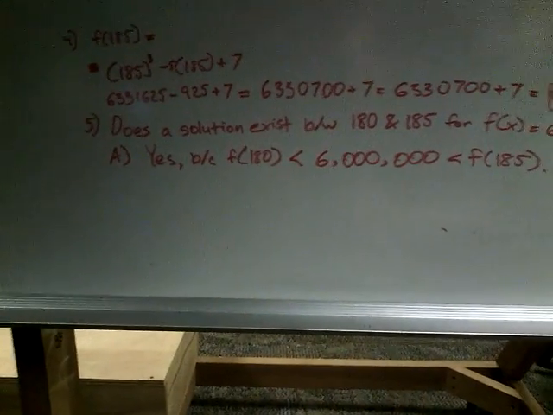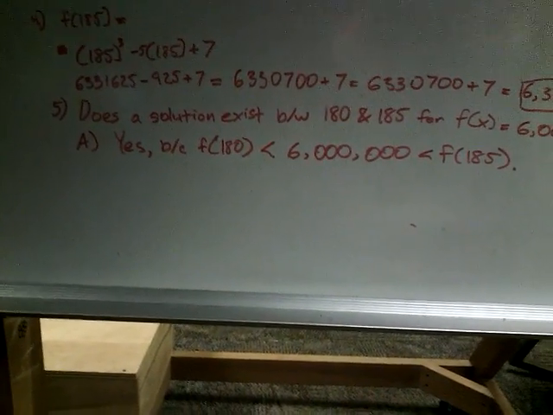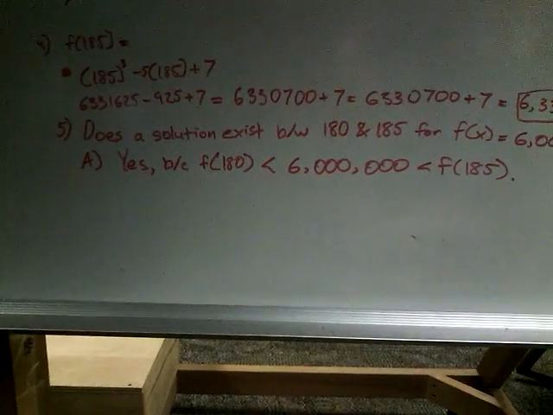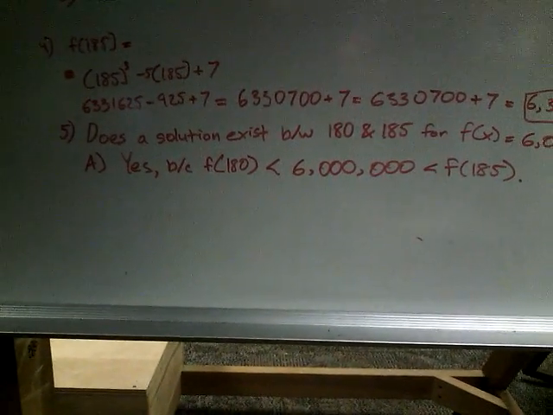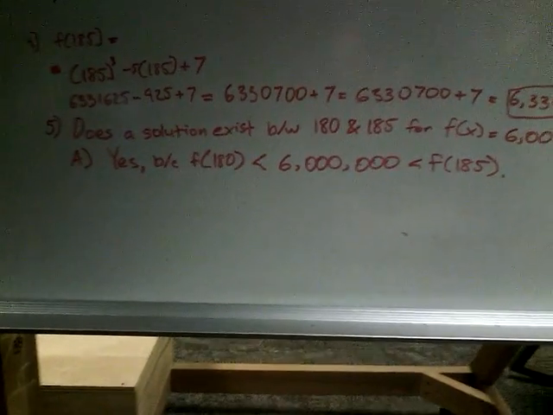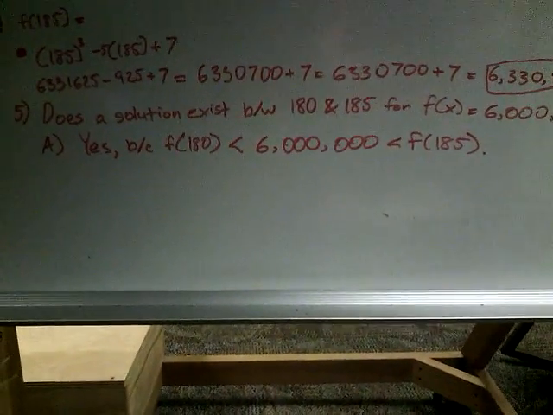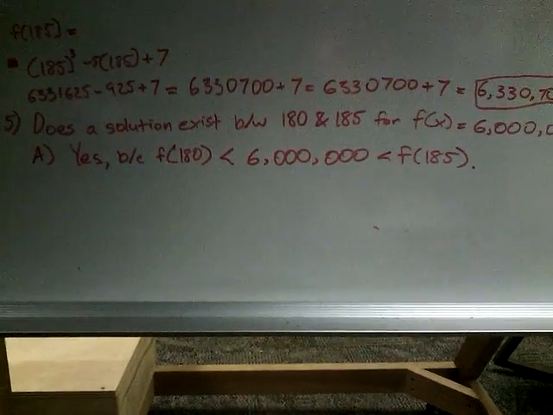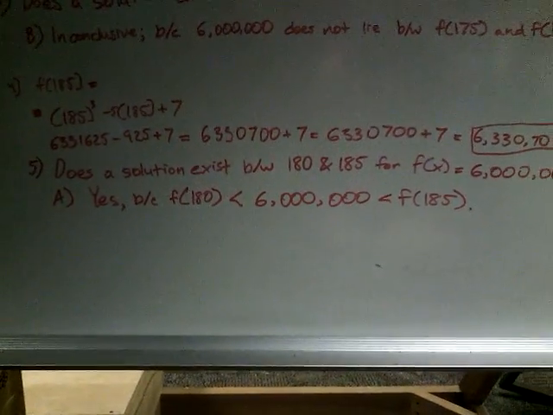And now that you found your 2 answers, you know that yes, there is, because f of 180 is less than 6 million, which is less than f of 185. So you can tell that 6 million lies between those 2 points. And that's how you solve problem 5 for homework 4.